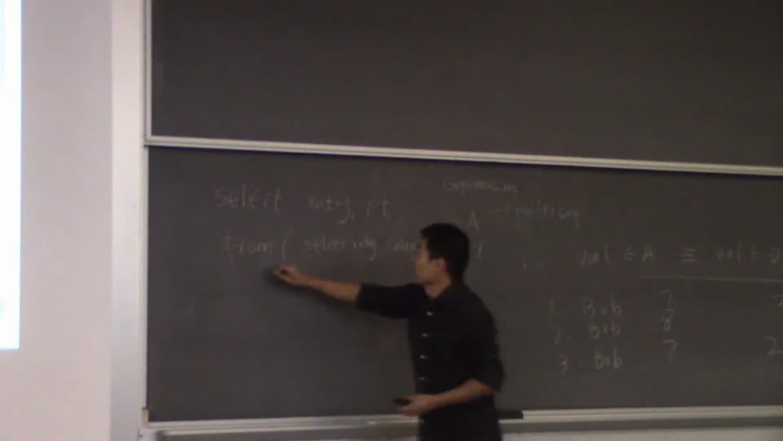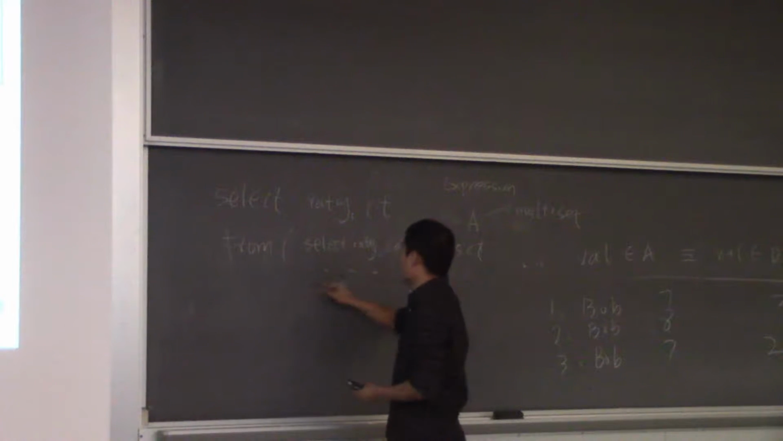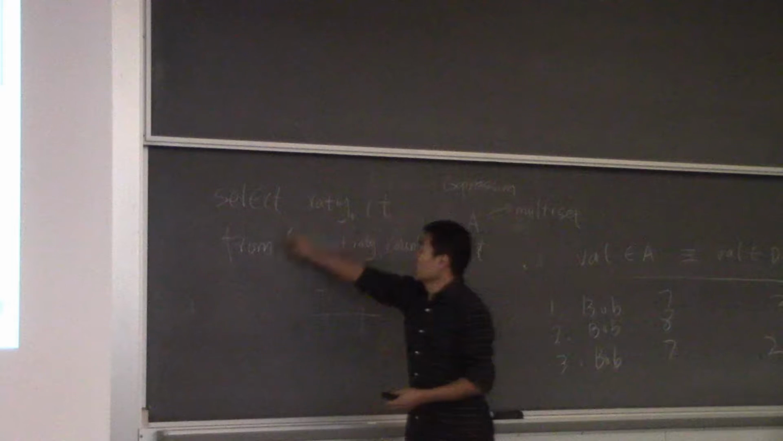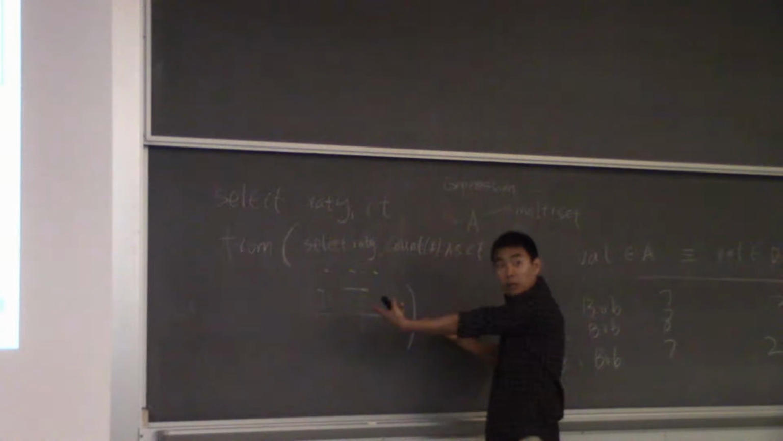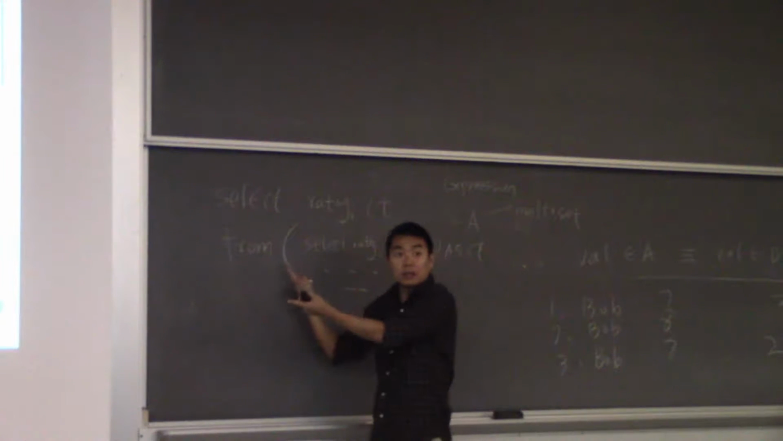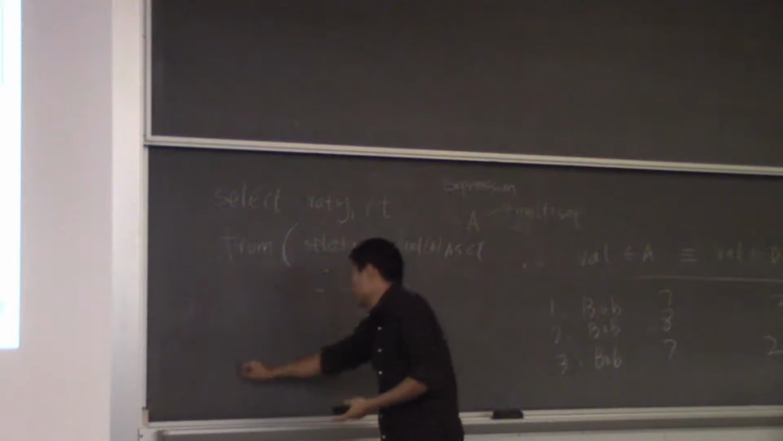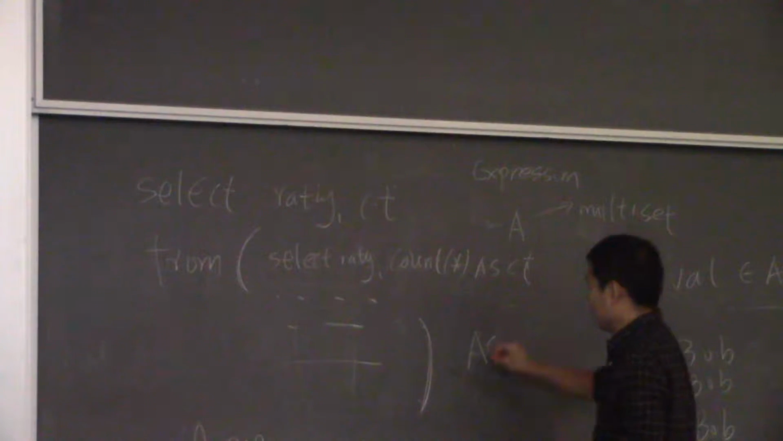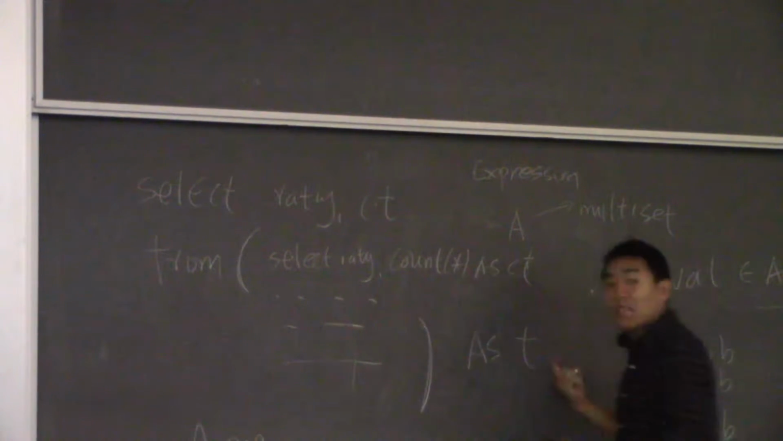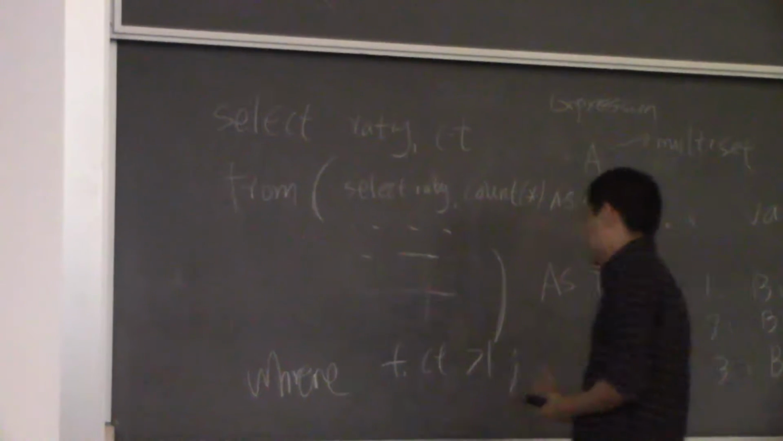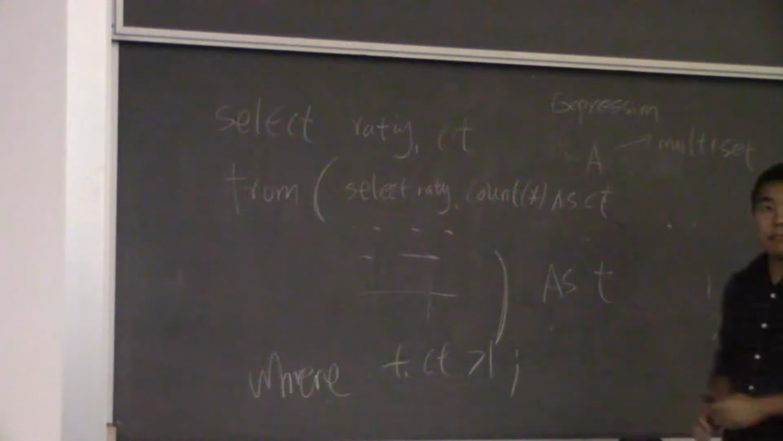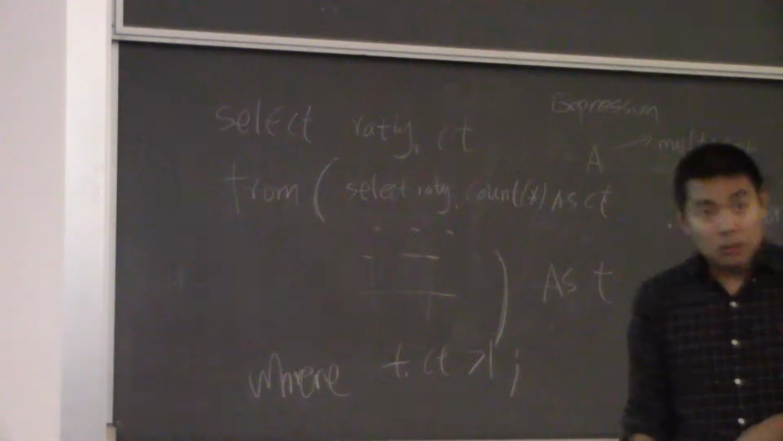Then I do my from, where, and group by. So this forms a relation for me, which I can use in the from clause of another block, which means I can do a where clause. If you want to be explicit, you can rename this whole thing as T, and say where T dot CT is greater than 1. This will have the same effect as the having clause.